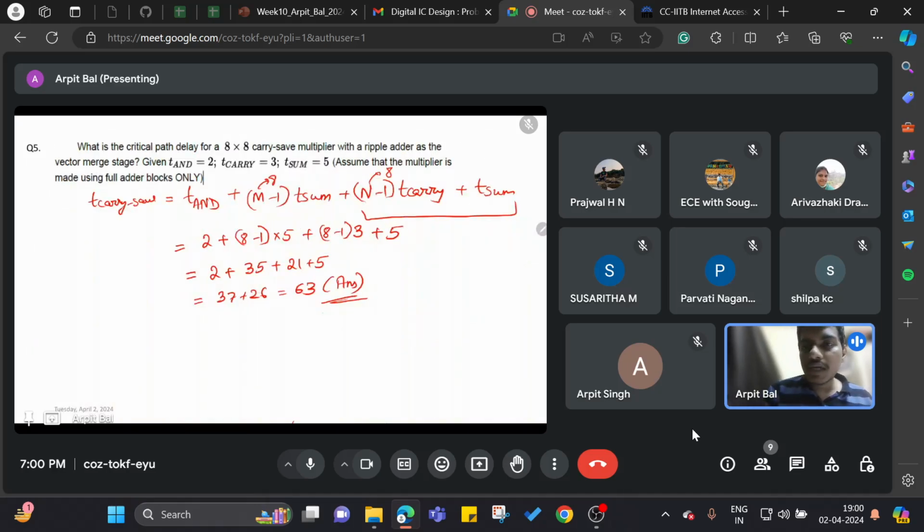Next question was related to carry save multiplier, and we had to figure out the critical path delay for the carry save multiplier. We use the formula that is available with us, and the answer is 63.